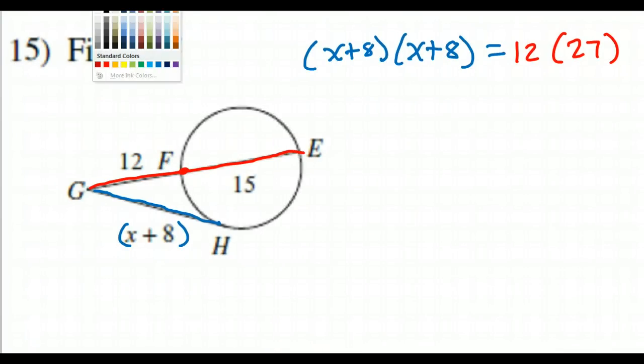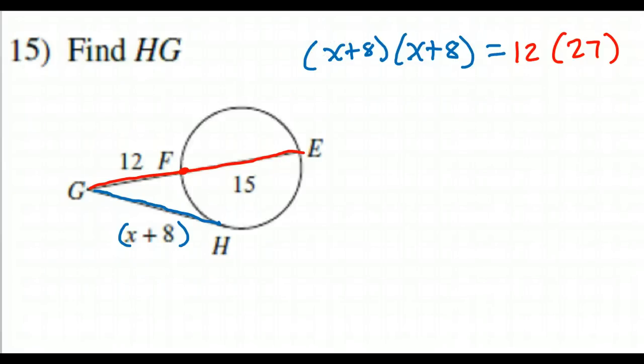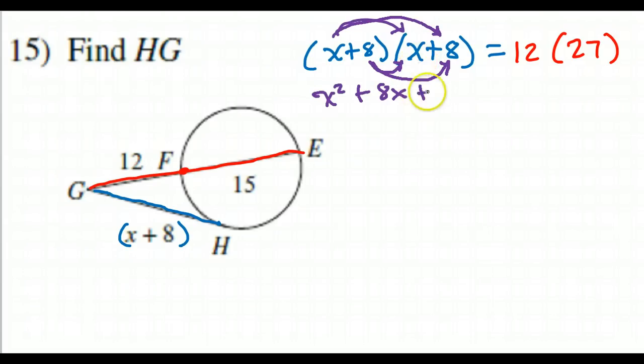So, a little distributive property never hurt anybody, and we're going to have to do it twice. So doing the x like that, x times x is x squared. Okay, x times 8 is 8x. Now I'm going to do the distributive property again. Down here, 8 times x is 8x. 8 times 8 is 64. 12 times 27 is 324.